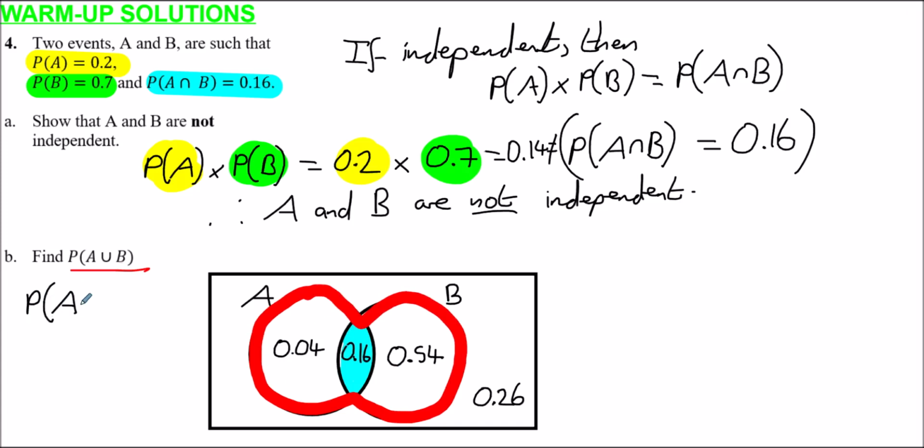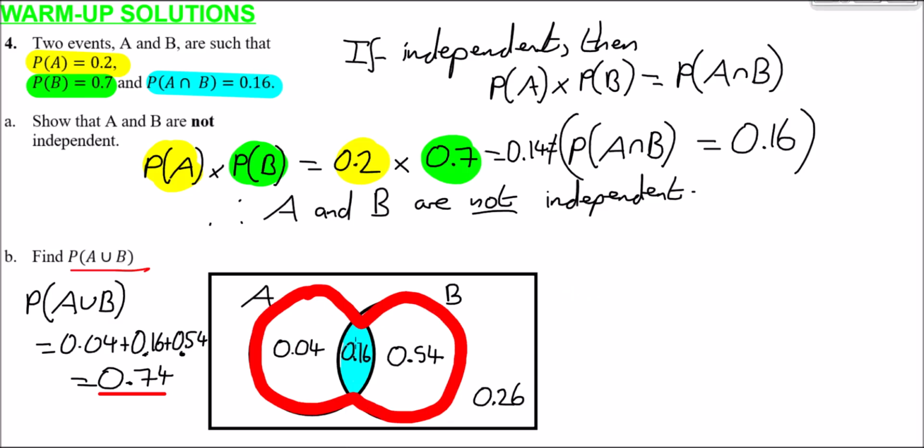So P, A joined up with B, is 0.04 plus 0.16 plus 0.54. In other words, it's everything apart from the 0.26, whichever way you want to think of it. But you should get here an answer of 0.74. And that's the warm-up completed. Let's now have a look at working out some harder regions and some trickier problems involving Venn diagrams.